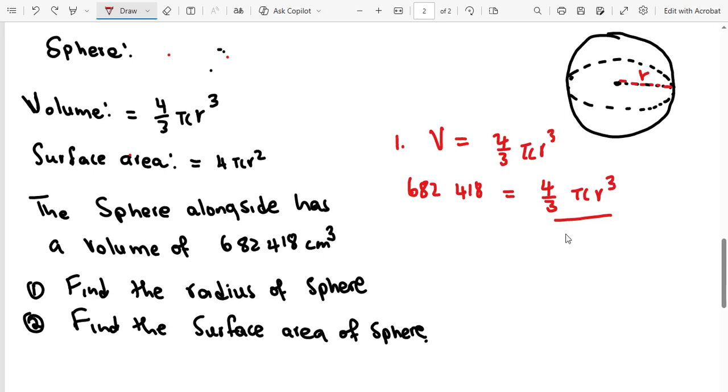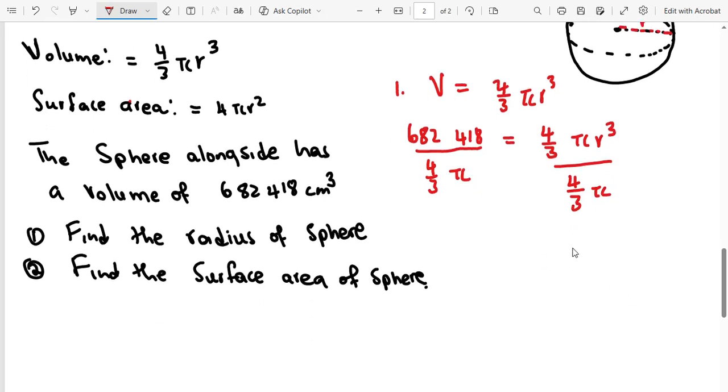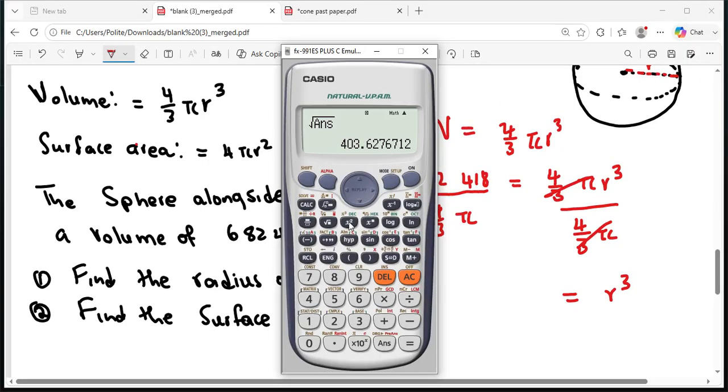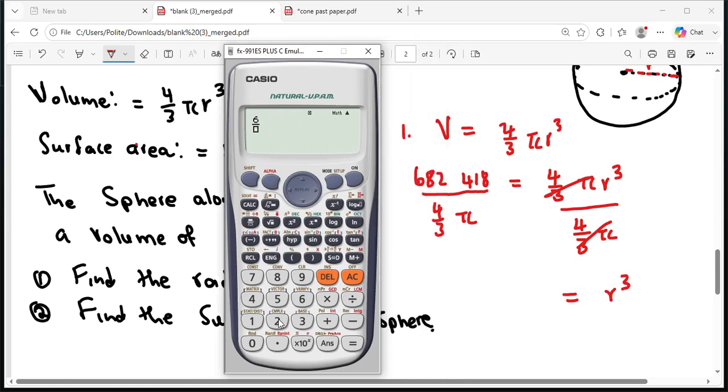So I'm going to divide by 4 over 3 pi. What you do on the left hand side, you also do on the right hand side. That is what I was told when I was in grade 5. Now when I cancel these two, on the other side we only have r to the power 3. Then I'm just going to take the... but I was not supposed to say the square root. Let me redo the problem.